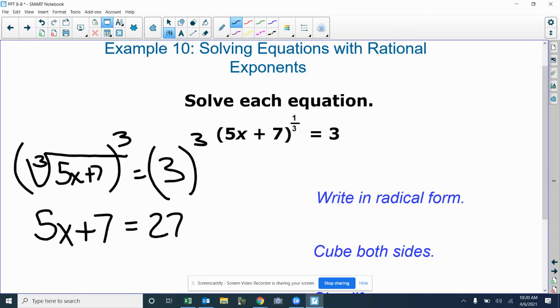If it was a square root, we'd take a square root, but this is a cube. Everybody can solve from there. Minus 7, divide by 5. Okay, you're gonna have 5x equals 20, so your x equals 4. Is everybody okay there? Questions at all?